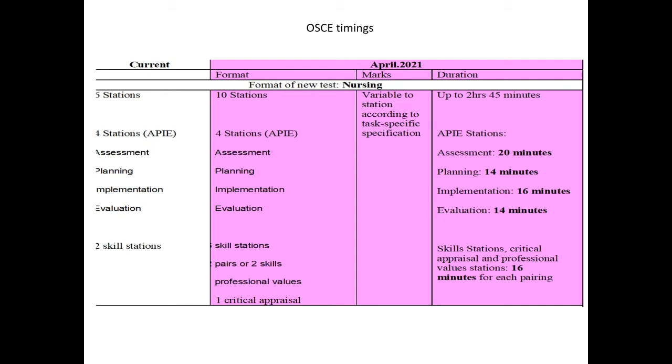That makes sense. So mainly they check if you're safe, if you're adhering to the Code, which is something that you also have to read. It is very important that you read that because that will also guide you in your practice even after OSCE. And so yeah, APIE, 2 skills.